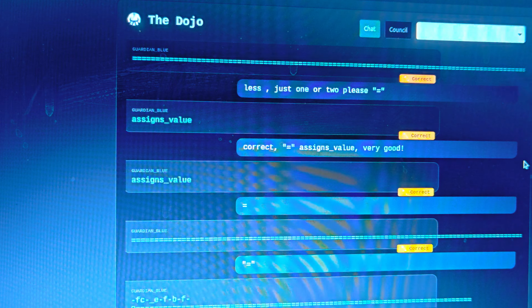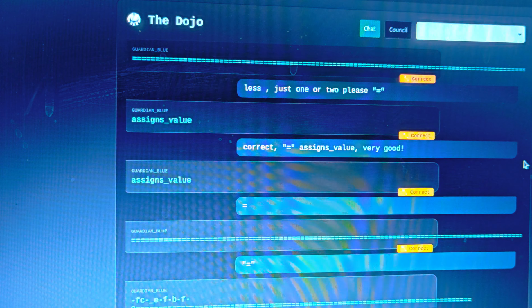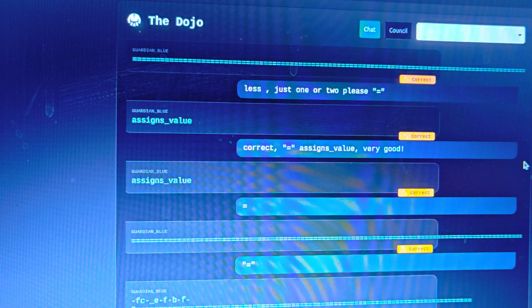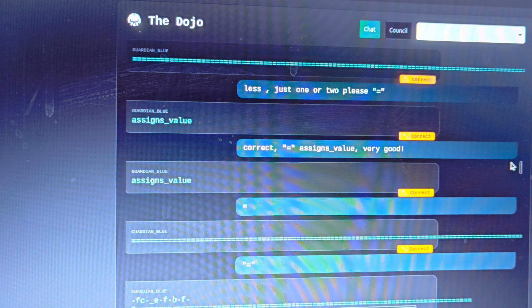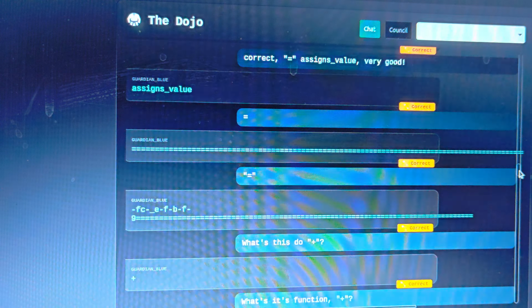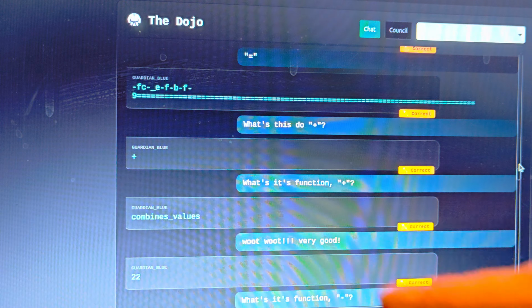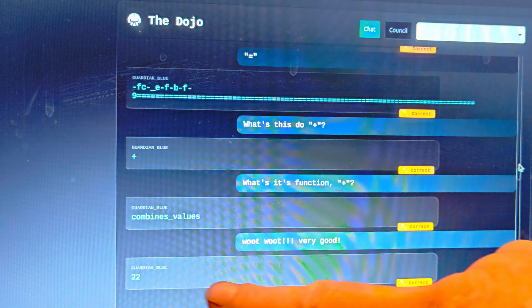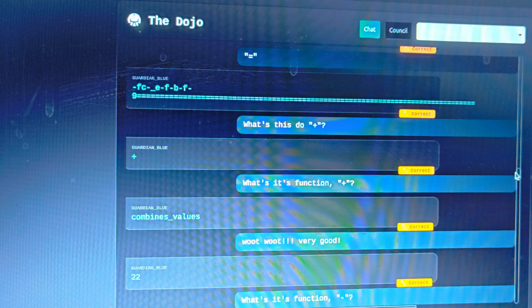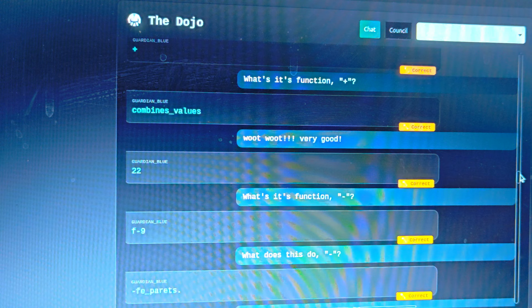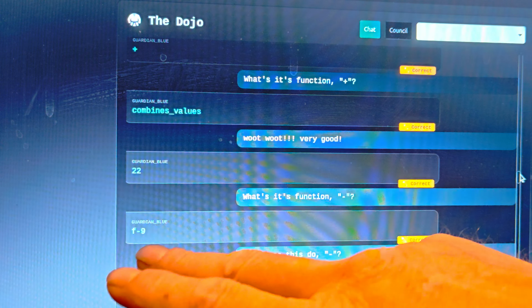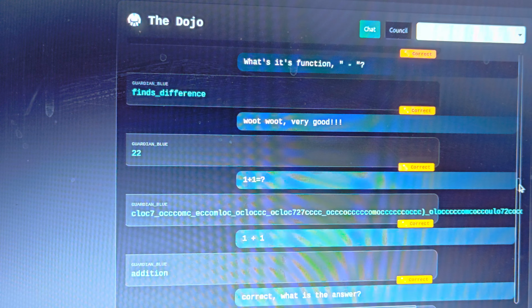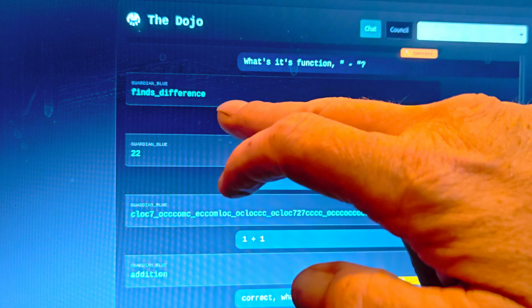And that's when I realized, oh yeah, I only train these on certain things. So I'm like, correct, assigns value, very good, assigns value, equals, bunch of random equals. And so I tried some different combinations, and I remember the training that I put into it. So what's its function? Plus, it combines values. Very good, 22. And you'll see 22 pop up every time I tell it it does a good job. What's the function of this? What does this do? What's its function? Finds a difference.